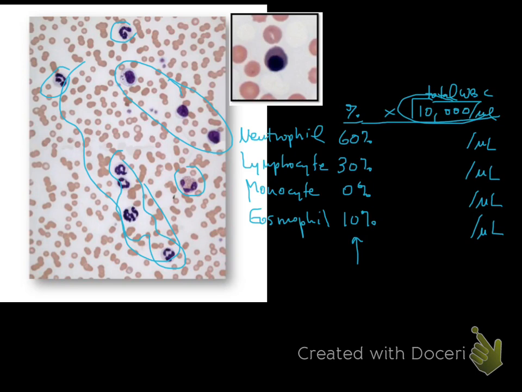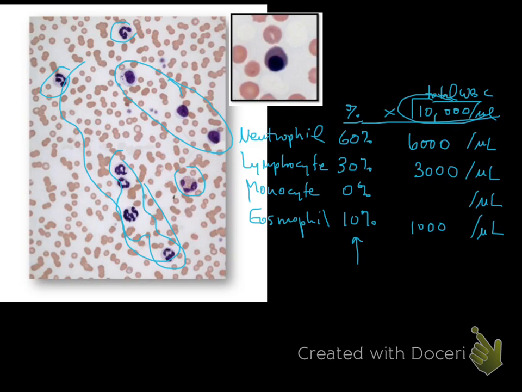I would take the percentage and I would multiply it times my total white blood cell count. So that would be 0.6 times 10,000, which is 6,000. And of course, 30% times 10,000 is 3,000. And 10% times 10,000 is 1,000. And so those would be my absolute counts, and then I would compare them to my reference range.